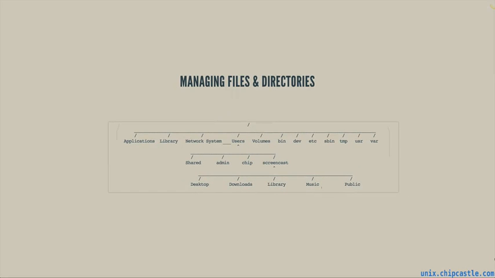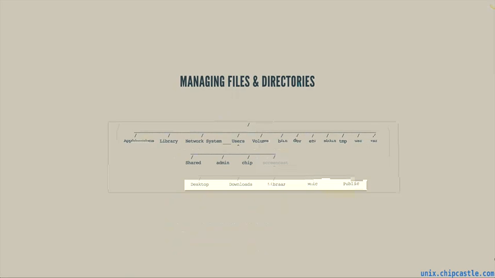The following diagram is a sample directory structure on my local system. Each directory is a folder-like structure that can contain files or other directories beneath it. At the top, we have the root directory, followed by all of the directories located immediately under it. Drilling down further, this time only showing the contents of the users directory, we see 4 other directories: shared, admin, chip, and screencast. The last directory is for the screencast user, showing that it contains a directory for desktop, downloads, library, music, and public.